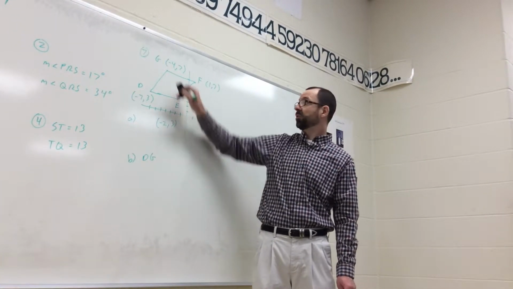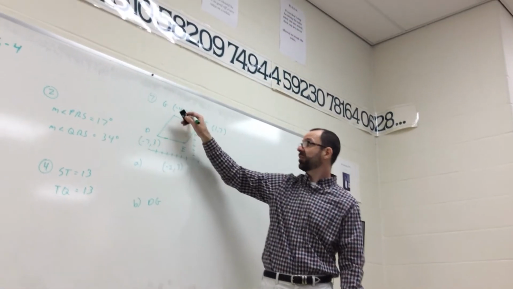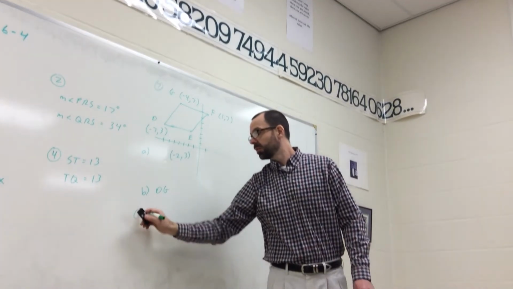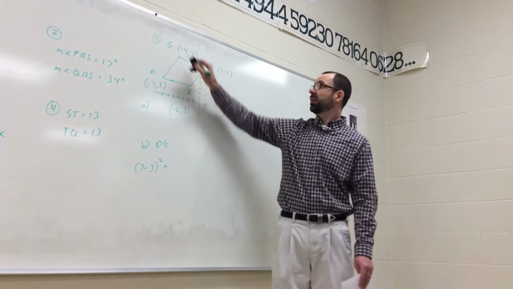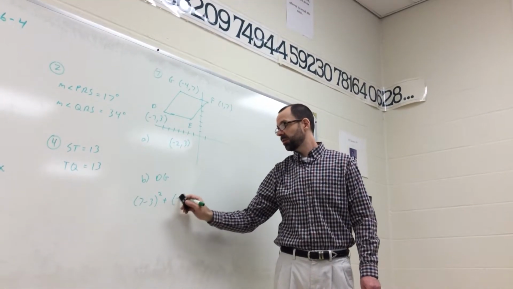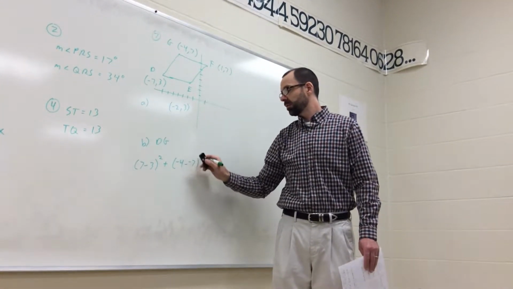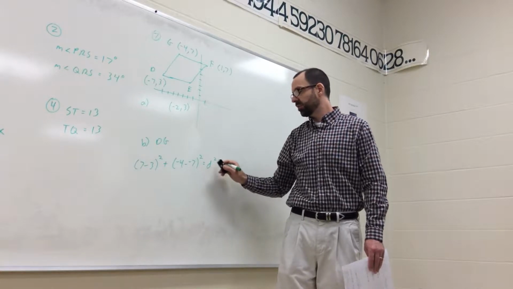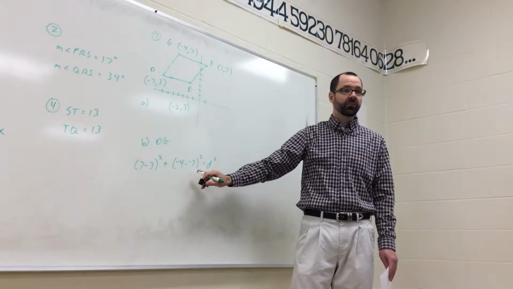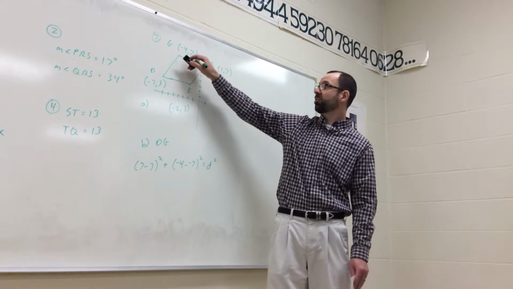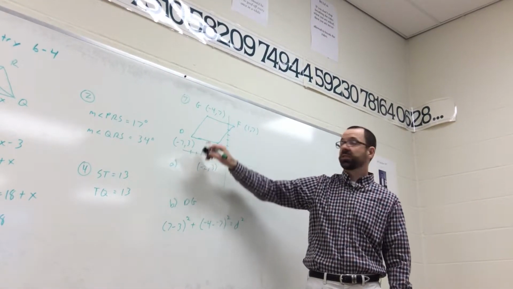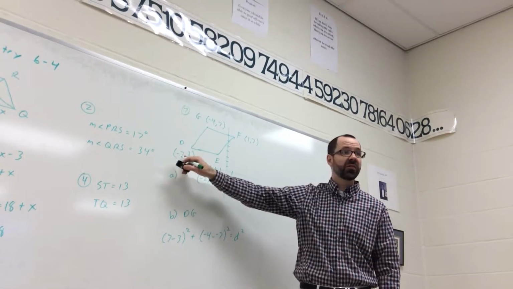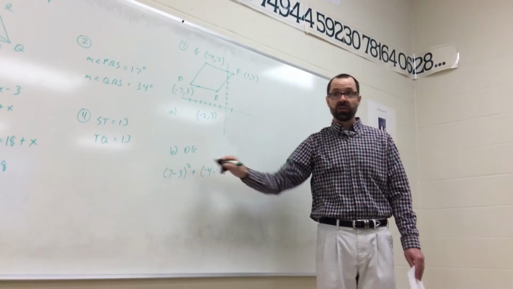So then you do y minus y, so 7 minus 3, and square it, plus -4 minus -7 squared. And that equals distance squared. So with distance formula, you subtract the y's, 7 and 3, and you subtract the x's, -4 and -7. Then you square them up and add them up.